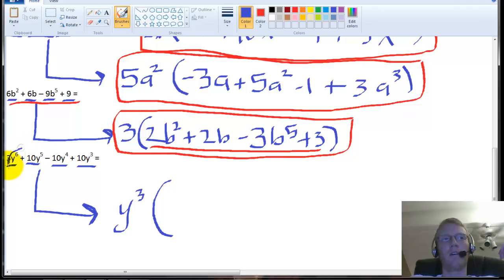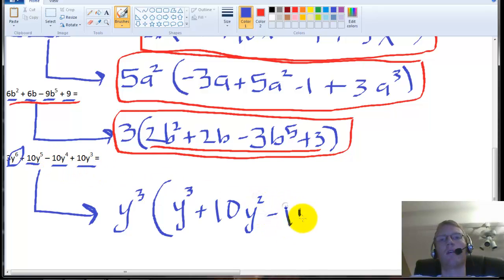Remember that when you divide two variables with the same base, you subtract the exponents. So each of these little exponents up here is going to get reduced by how much? It's going to get reduced by 3, because that's how much I'm dividing out. So my y to the 6th, when I divide by y cubed, I get y cubed plus 10, because the second term is plus 10. Y to the 5th divided by y to the 3rd is going to be y squared minus 10. Y to the 4th over y to the 3rd is just y, and y cubed over y cubed is just 1, so I'm left with 10 times 1, which is 10.